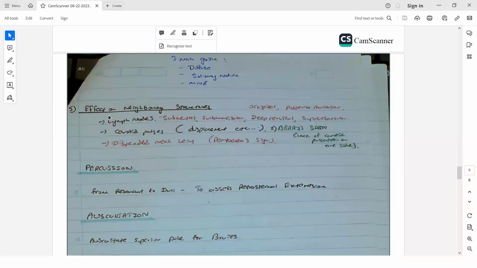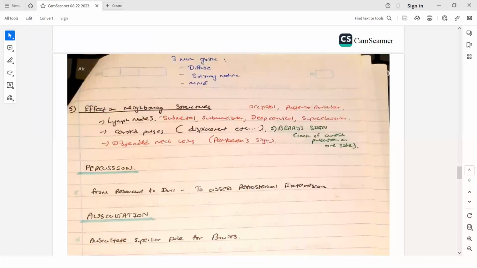So lymph nodes, check all the cervical lymph nodes, and carotid pulses, check one at a time and see if it's displaced or not. Displaced carotid pulse or lack of a carotid pulse on one side is also known as Berry's sign.